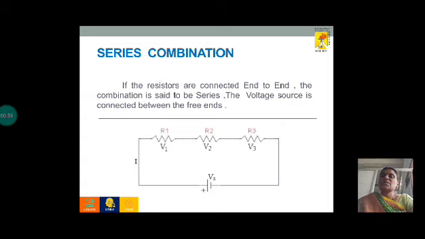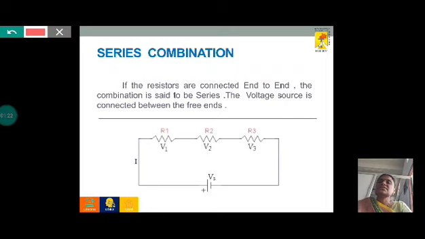Here we are going to see about the series combination. If the resistors are connected end to end, the combination is said to be series. That is, the starting end of one resistance is connected with the ending end of another resistance, and the ending of one resistance is connected to the starting of another, and it goes on. The voltage source is connected at the free ends of these resistors. Here we have connected R1, R2 and R3 in series with a voltage source Vs.